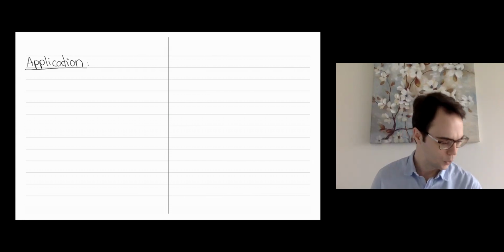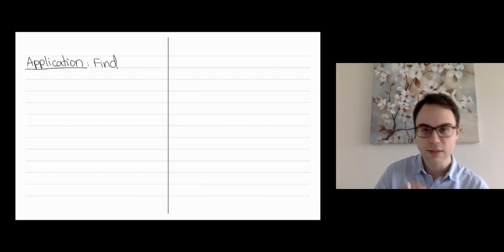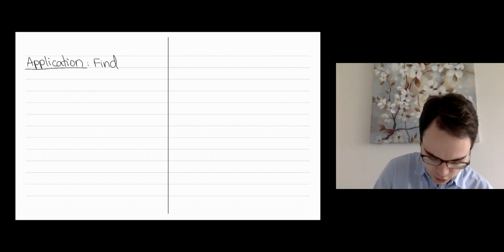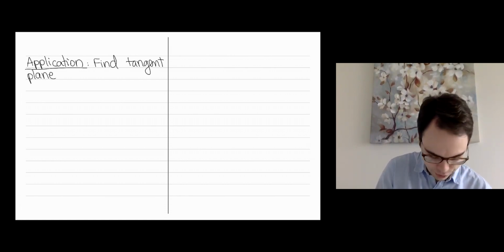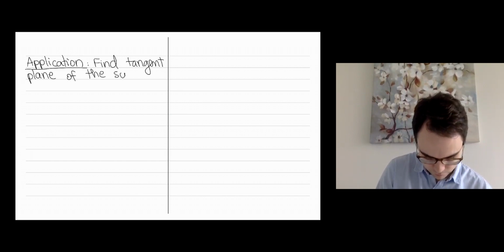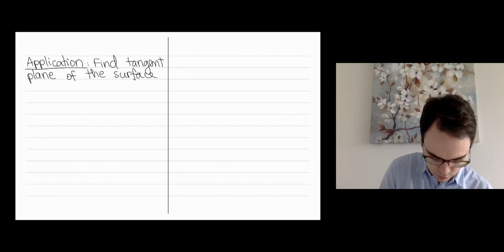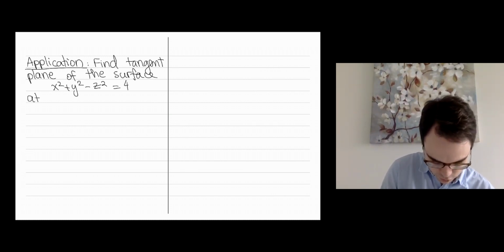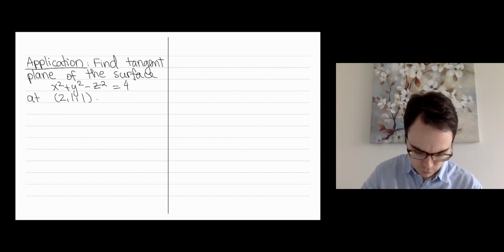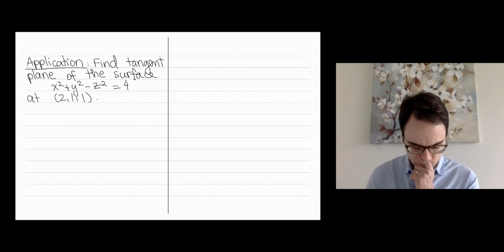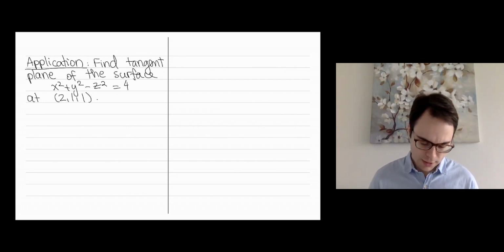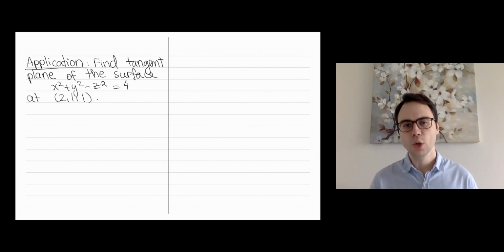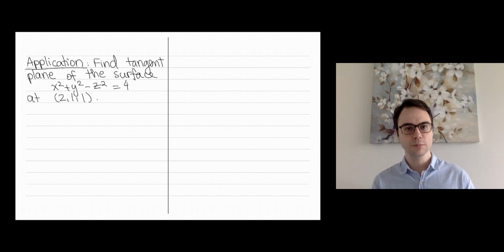And use that to do something interesting. Our job is to find, and this is the sort of thing you do in homework, the tangent plane of the surface with the following equation: x squared plus y squared minus z squared equals 4, at the point (2, 1, 1).